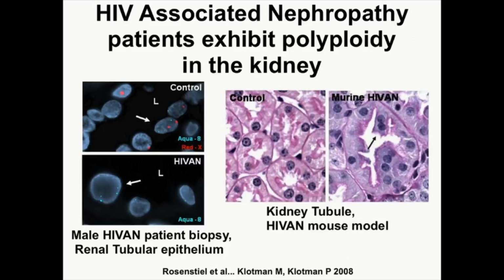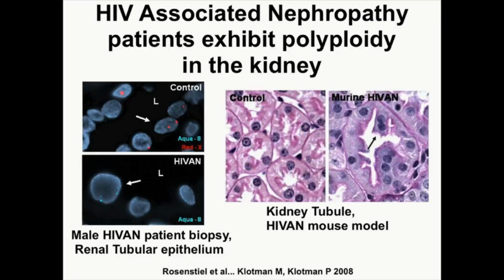And so where the connection to polyploidy comes in is that these patients with these HIV-infected kidneys can actually then become polyploid over time. And this has been seen from studies in the Klotman lab, both through human biopsies, where you can look by DNA FISH. And if you notice in the control, we've got two different chromosomes here, and there's two dots, right, because you want to have one chromosome from mom, one from dad. But here in the HIVAN patient, you can see more than two spots for this particular chromosome, suggesting that in this case there's tetraploidy that's occurred.